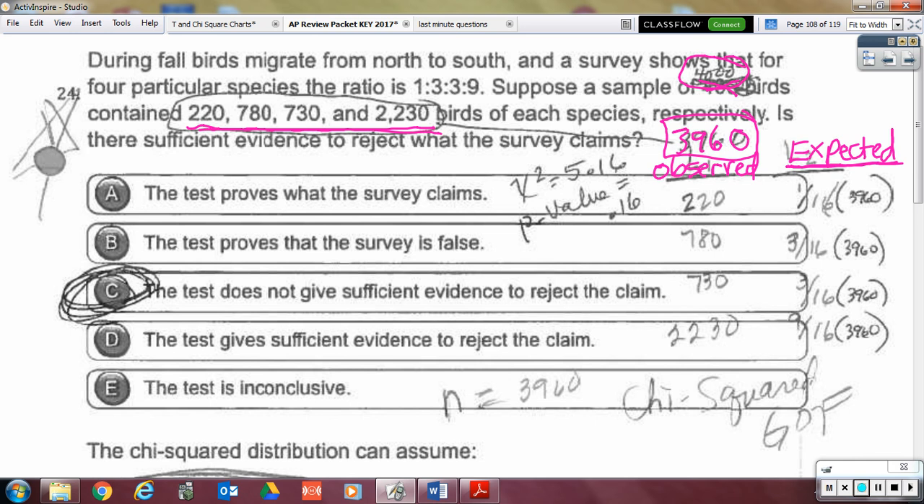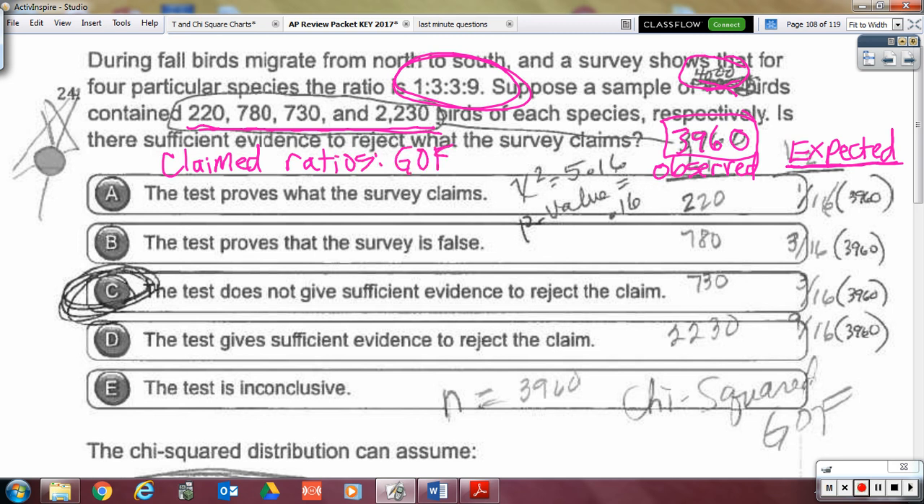Okay. How do you know that this is a chi-squared goodness of fit problem? Perfect. These are claimed ratios. So you have the claimed percentages. So since you have the claimed ratios, that is what makes this goodness of fit.